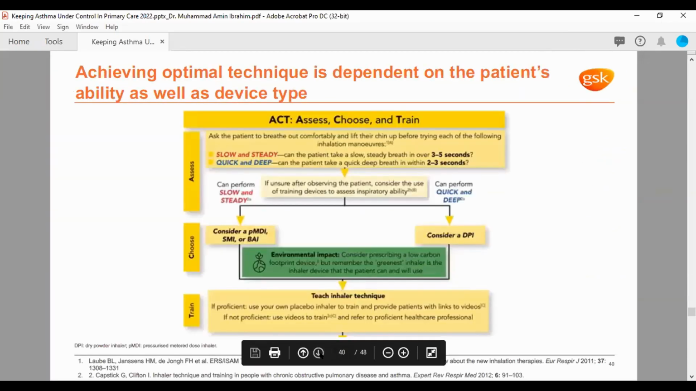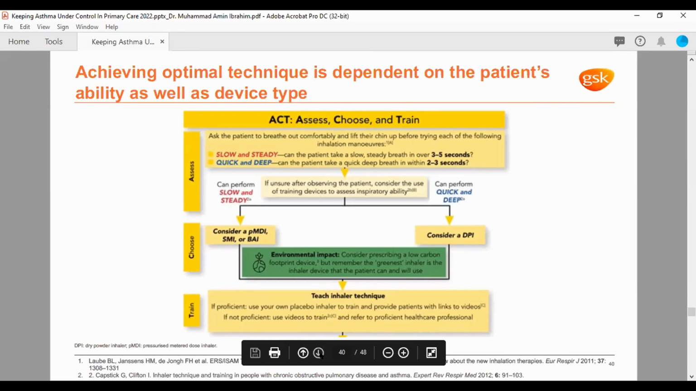So how we choose which inhaler best for our patient? So this paper by Prof. Usmani summarize the algorithm how we should choose our inhaler. So in summary is ACT, asthma control test. But ACT in this algorithm refer to A, assess, C, choose, T, train.